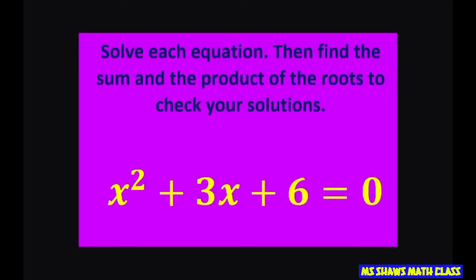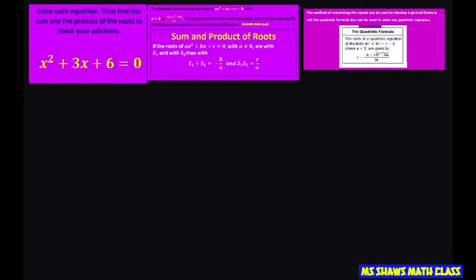Hi everyone, we're going to solve this equation x squared plus 3x plus 6 equals 0. Then find the sum and the product of the roots to check our solutions. We're going to have to use the quadratic formula on this. Let's write down our a, b, and c. Our a is 1, our b is 3, and our c is 6.